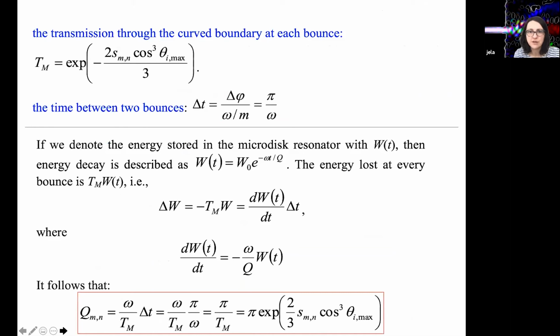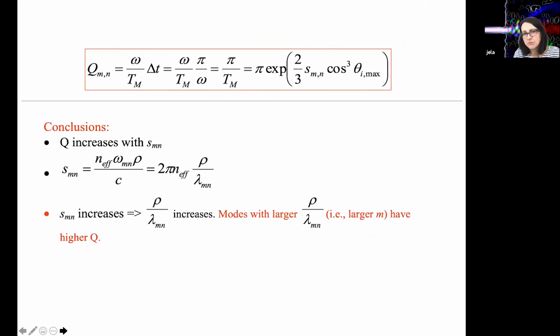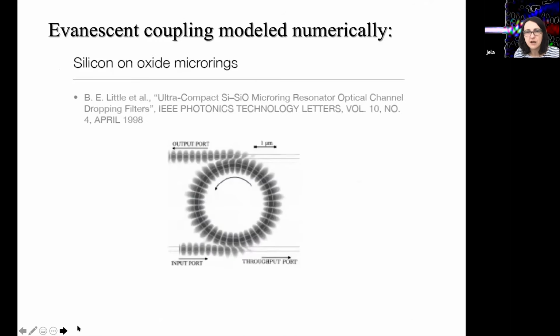And that's good. You have a larger free spectral range. You have these modes that are preferable, have smaller mode volume. You can easily couple to them from the outside. But the solution is the same as the N equal to 1, M modes of the microdisk.